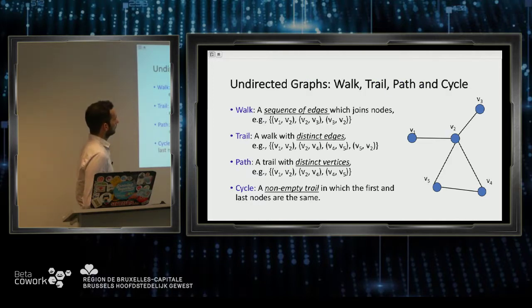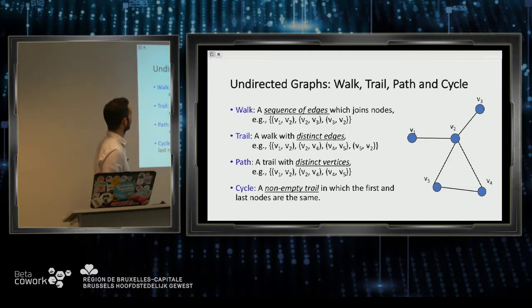So, by creating undirected graphs, we can also introduce different interesting characteristics: the walk, the trail, the path, and the cycle. A walk is a sequence of edges which join nodes. For instance, this is a walk, this sequence of edges. We go from V1 to V2, V2 to V3, and V3 to V2. This is a sequence of edges that connect nodes, right?